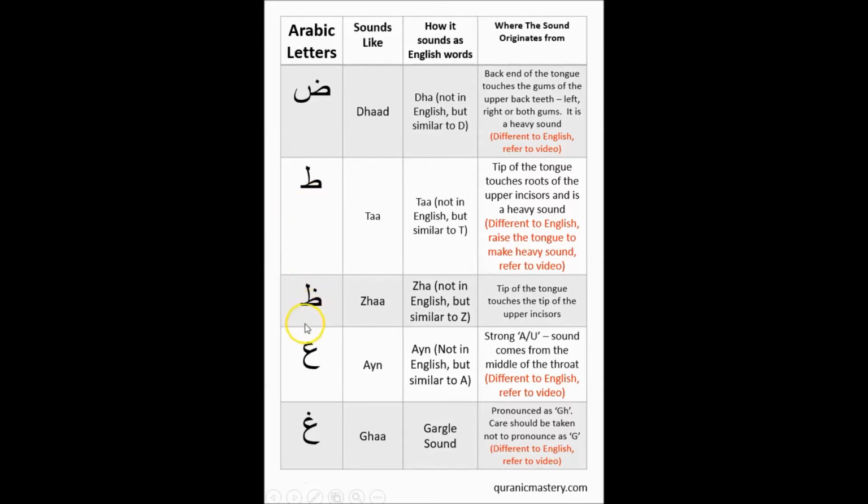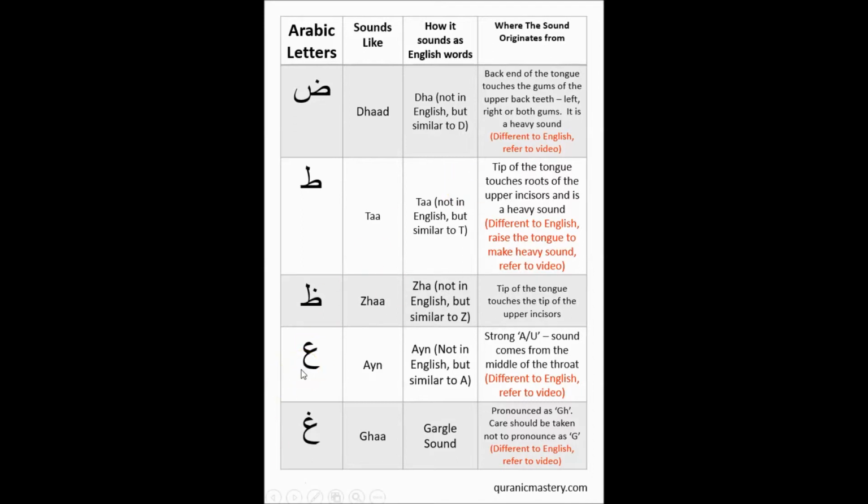So the sister of ta is va. Again, it's a heavy sound, but we're using the same part of the teeth, the tip of the tongue to the tip of the upper incisors to pronounce this letter, but it's a heavier sound. So we're saying va, va, va. We are raising the front and the back of the tongue, and we're using the same part, and it produces a different sound.